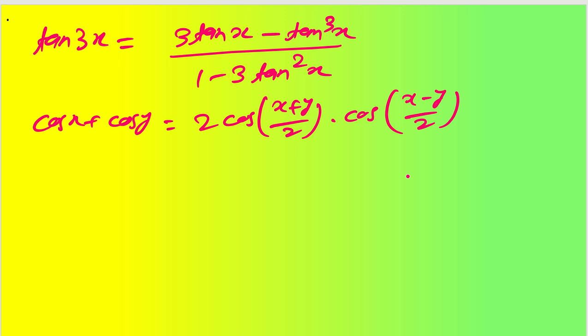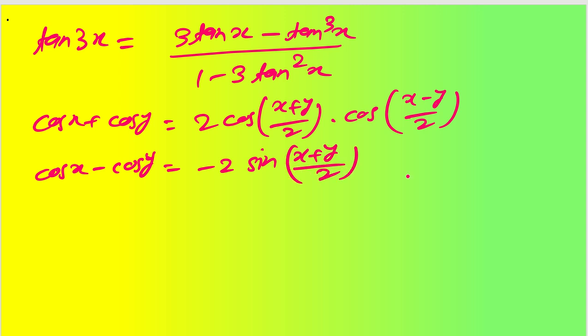Now cos x minus cos y is equal to minus 2 times sine of x plus y by 2 into sine of x minus y by 2. So you can see when it is cos x minus cos y, it will be minus 2 times the product of both sine terms, right?